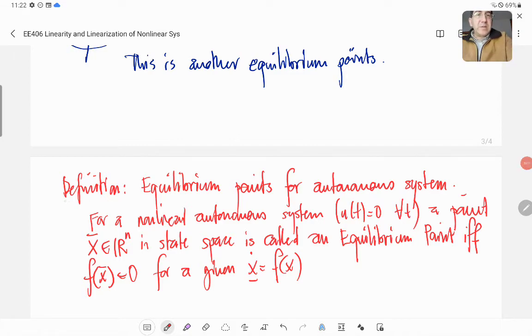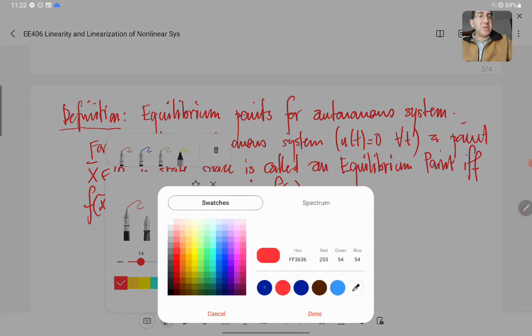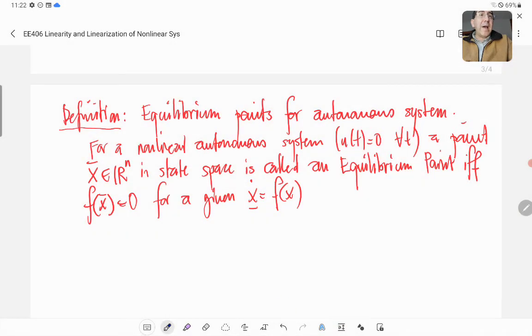All right, so that is our definition. Okay? Now, obviously, a complementary question is what happens in the future if you start from an equilibrium point.